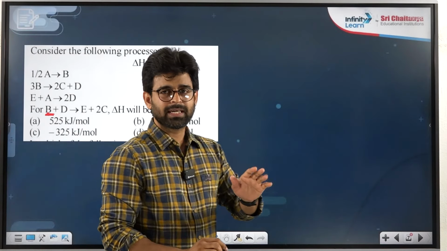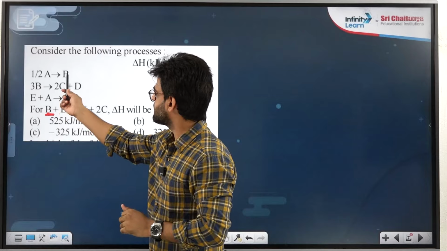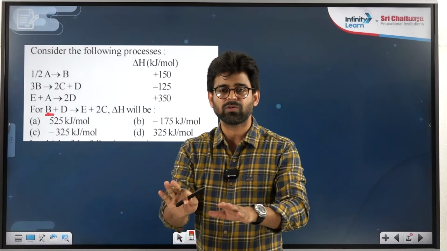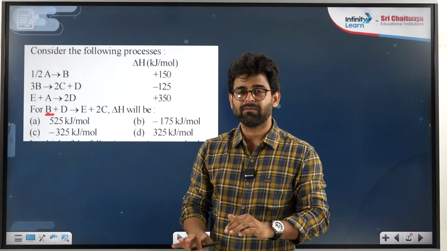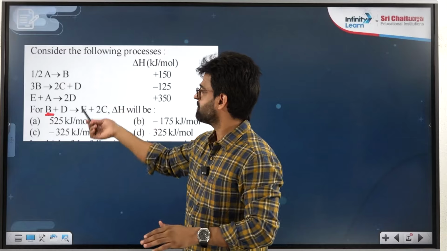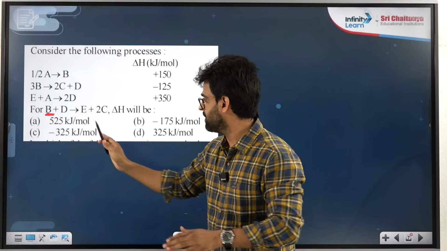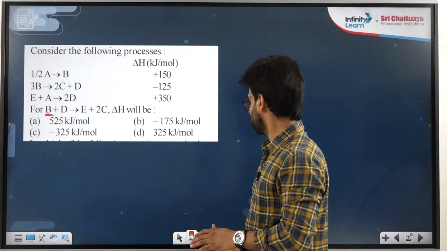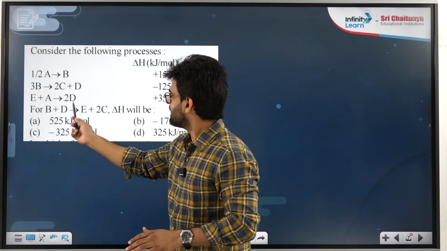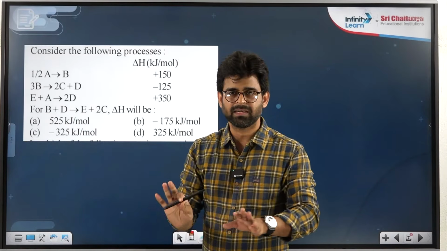We are using our trick, right? B is present in this section as well as in this section, so I will not use B. Leave B first of all. D is present in two equations, leave it.